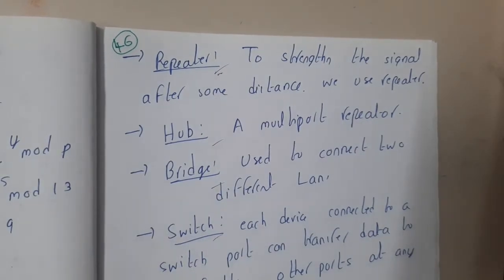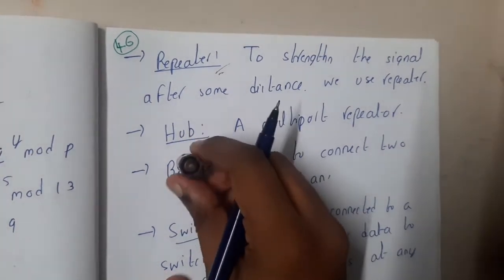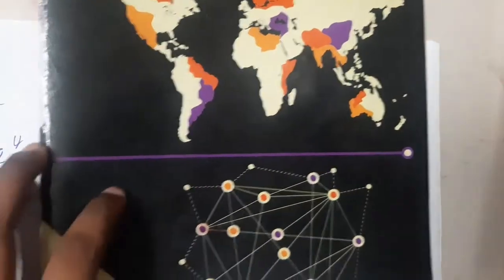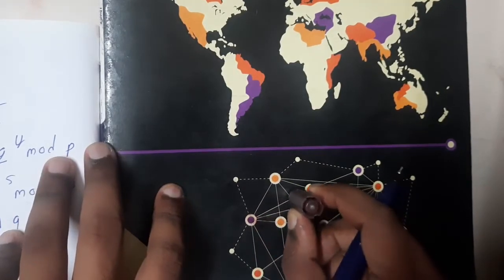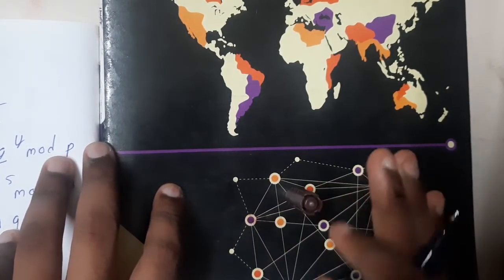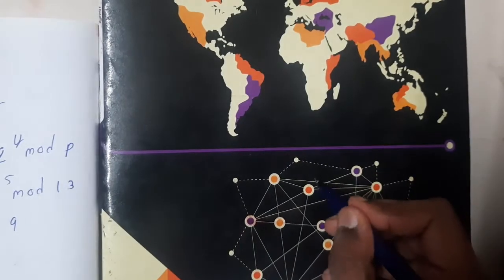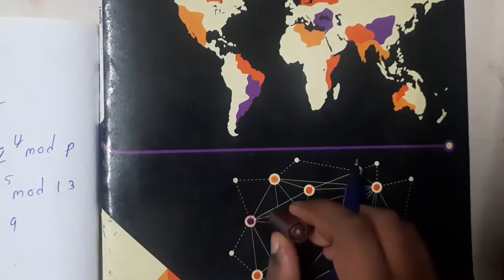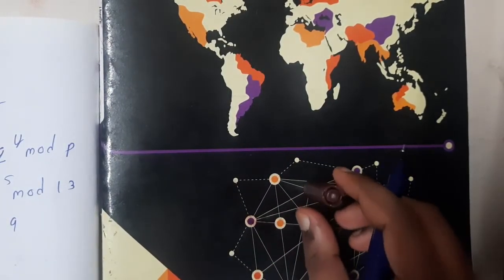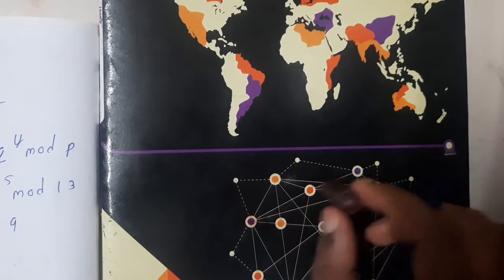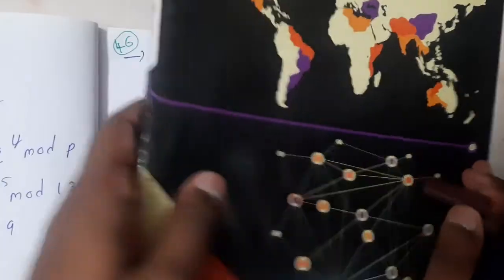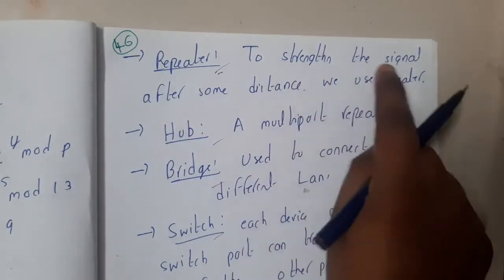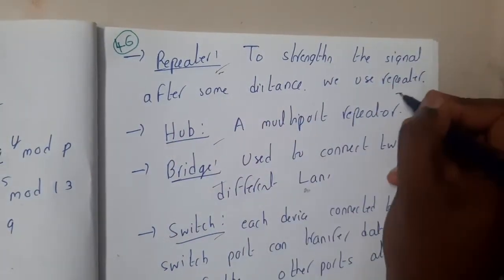Basically, if I am sending some particular message in a network, assume that this is my network, guys. As it is going through the network, its strength will slowly reduce, right? So I will use the concept of a repeater. Assume this is a repeater. What it will do is maximize the strength of that particular signal. That is the goal of the repeater. To strengthen the signal after some distance, we use the concept of a repeater.